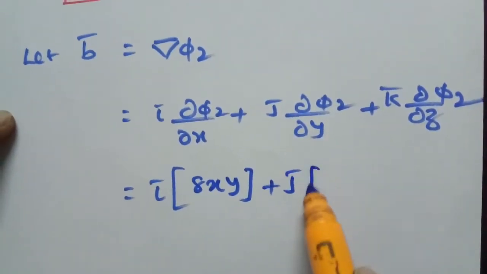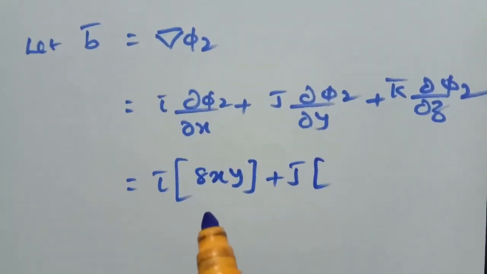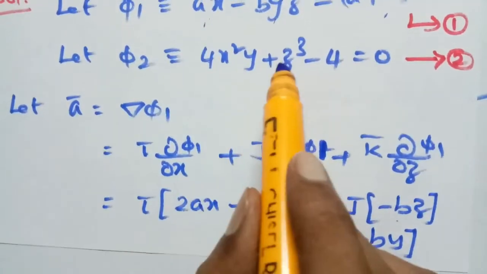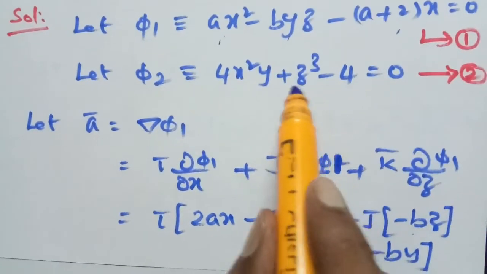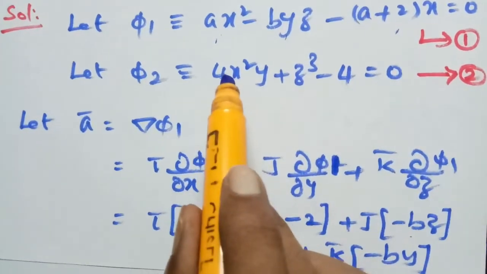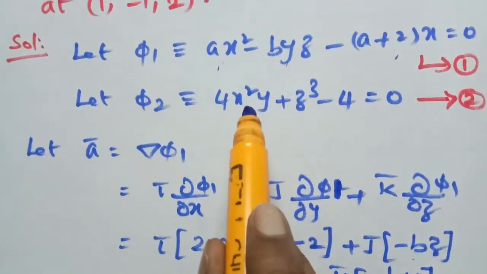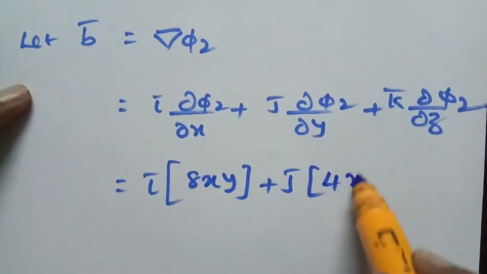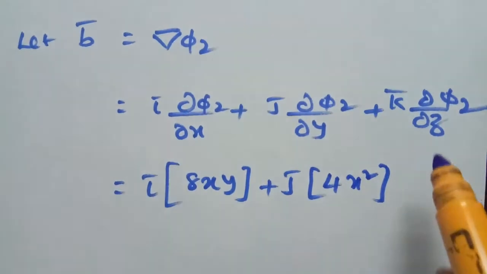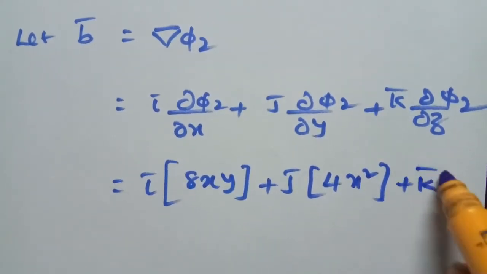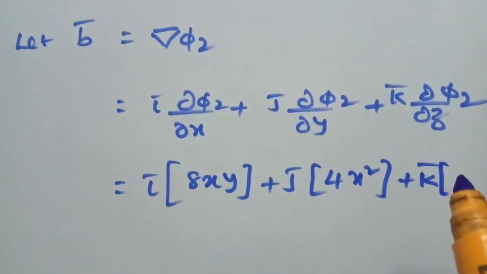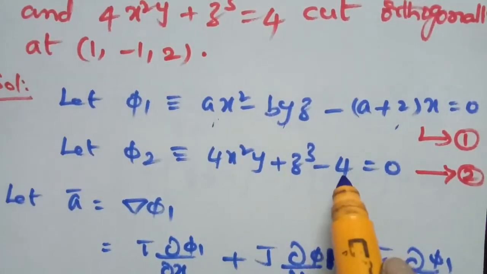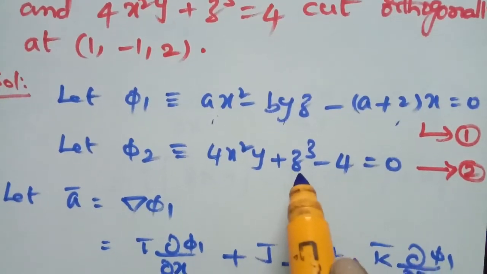Plus j bar into, with respect to y, here z cube minus 4 is constant, its derivative is 0. Therefore, 4x square is constant, y derivative is 1. Therefore, 4x square. Plus k bar into: 4x square y is a constant, 4 is a constant, therefore its derivative is 0. Z cube derivative is 3z square.